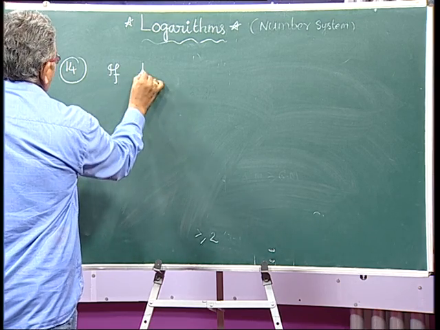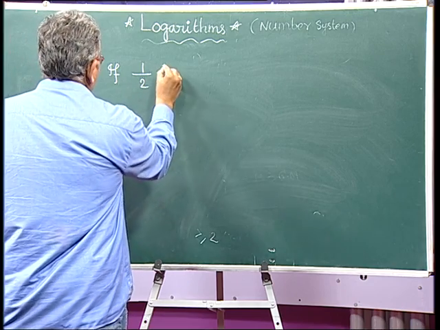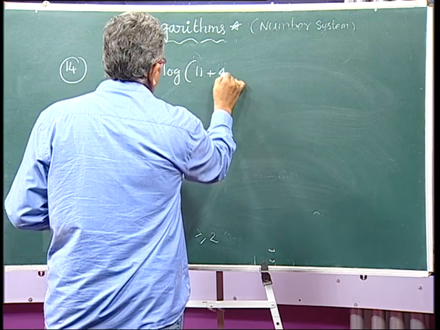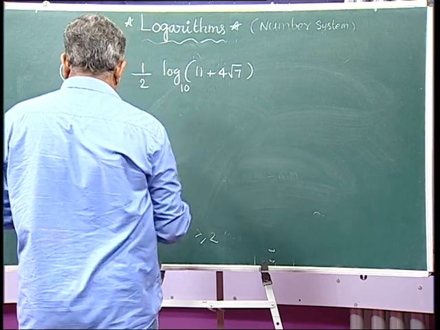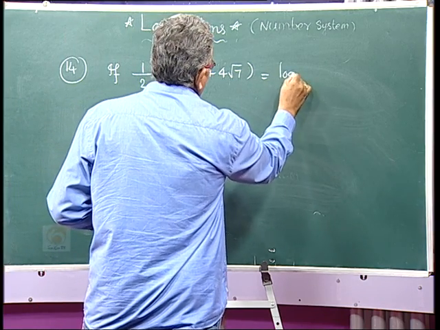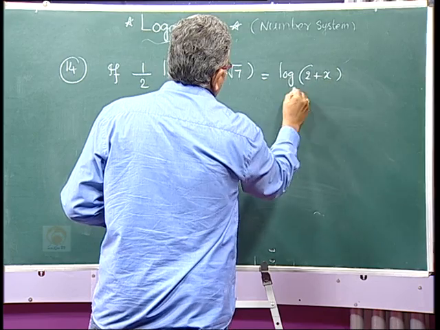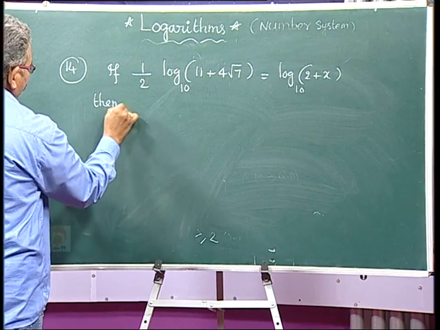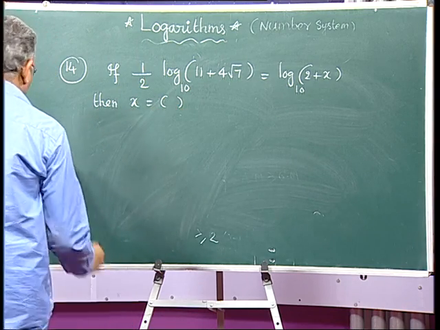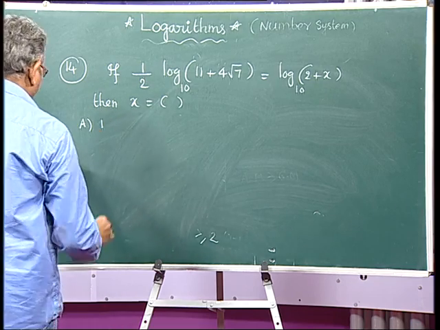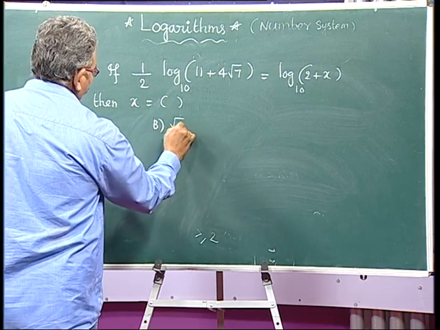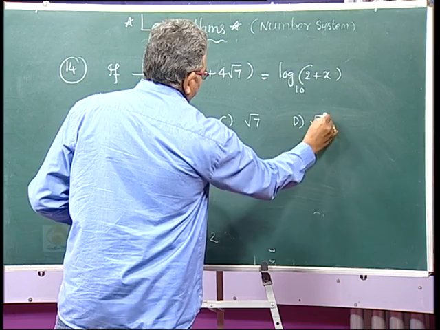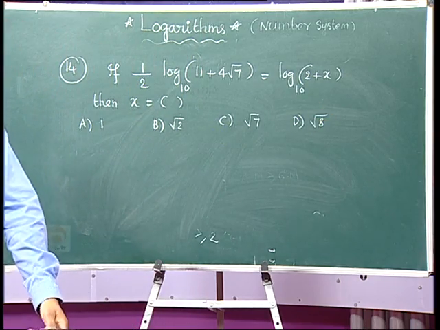If (some constant) times log of 11 plus 4 root 7 to the base 10 equals log of 2 plus x to the base 10, then x is equal to: A 1, B root 2, C root 7, D root 8.